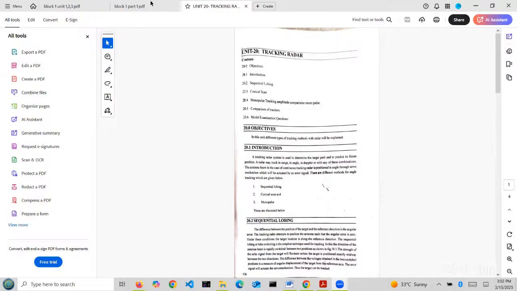Next, in unit 19, we have types of radars. In types of radars, we discussed two topics. One is the CW radar. Here, the full form of CW radar is continuous wave radar. In this continuous wave radar, we calculate the value of frequency, and we saw the block diagram of CW radar, which can be treated as one of the important essay questions.